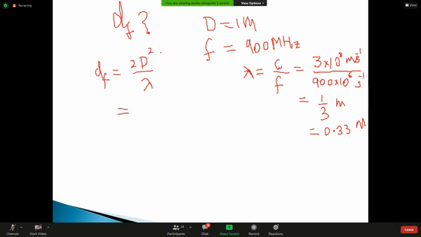Then we substitute it here. We know d is 1 meter. So 2 d squared, 2 into 1 square, divided by 0.33. So you get the Fraunhofer distance, or the far field distance, as 6 meters. Far field distance is 6 meters. That is one question. Okay.